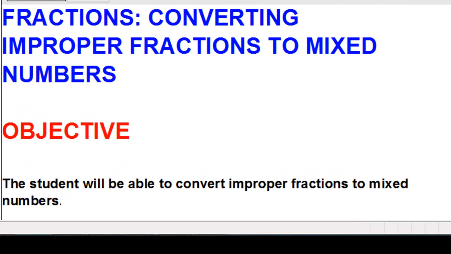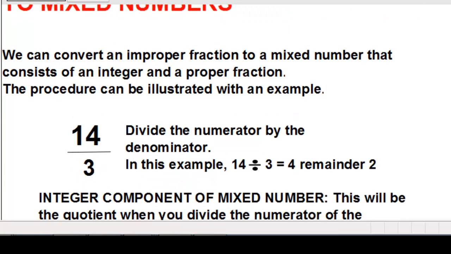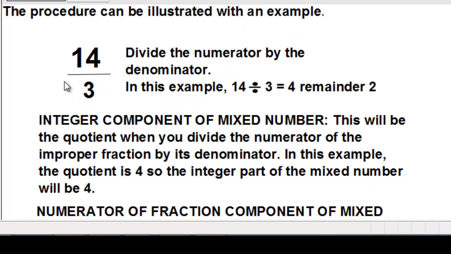The objective of this lesson is that the student will be able to convert improper fractions to mixed numbers. We can convert an improper fraction to a mixed number that consists of an integer and a proper fraction. The procedure can be illustrated with an example. Let's consider 14 over 3.